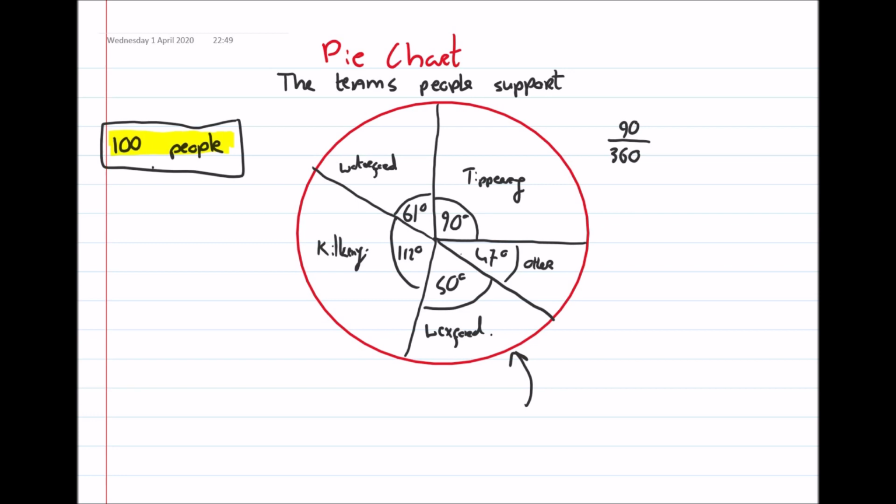Okay, so we're looking at how many people support Tipperary. So this time we'll put the fraction 90 over 360, and then we multiply that by the 100 people. You will get 25. Okay, and so forth. So if we're going to find Waterford, 61 over 360, and then multiplied by the 100 people. If there was, let's say, 70 people, well then instead of having the 100 here, we have multiplied it by 70. Okay.